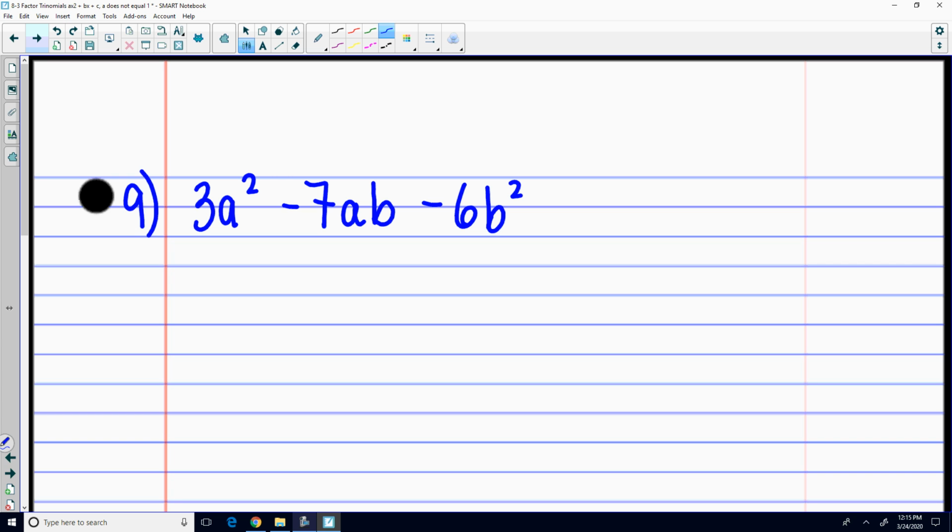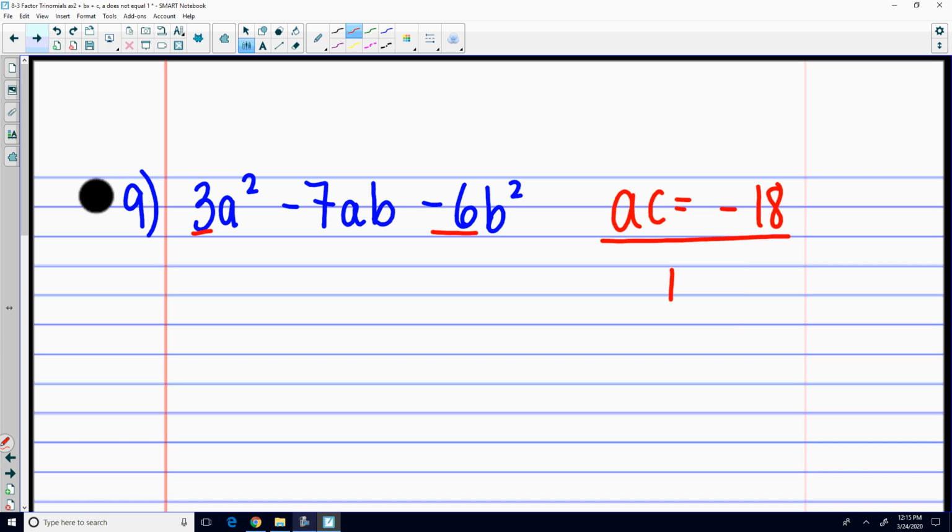All right, I got two variables again, a's and b's, and that's okay. So it's in order because my a squared is first, my b squared is third. They're alphabetically in order. So I'm going to go ahead and multiply AC. So AC is 3 and negative 6. Careful, leave it negative, which is negative 18.